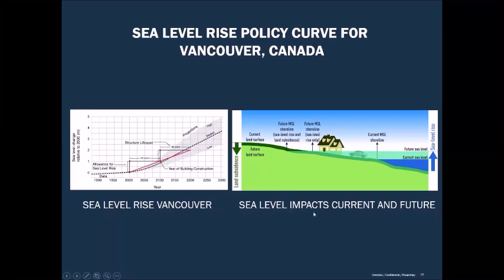And the sea level impact, current and future. For example, this is the current sea level right here, and in the future we will get a higher water level, sea level, I mean. So what is happening is we will lose this shoreline, and we lose the waterfront structure and the driveway also. And due to this sea level rise, we will get more runoff and inundation in this area.